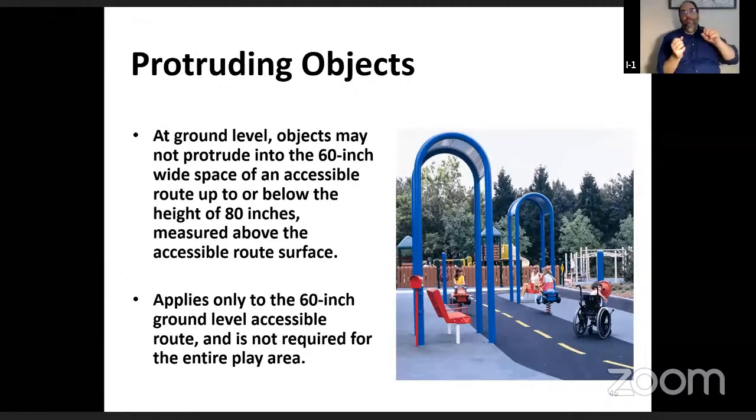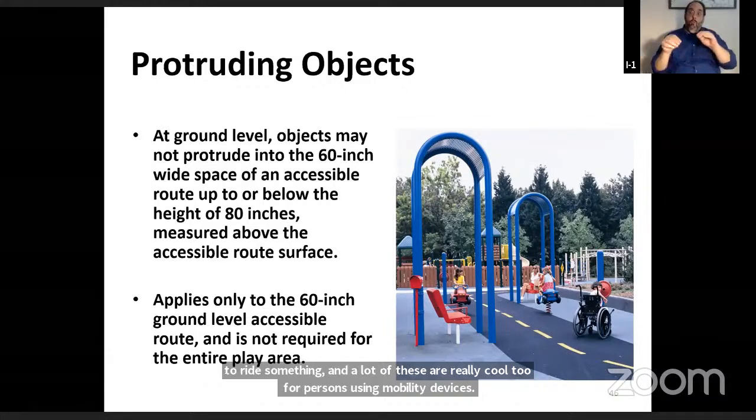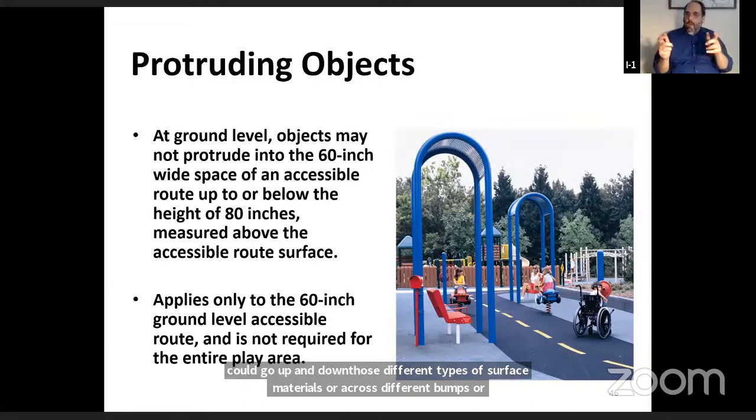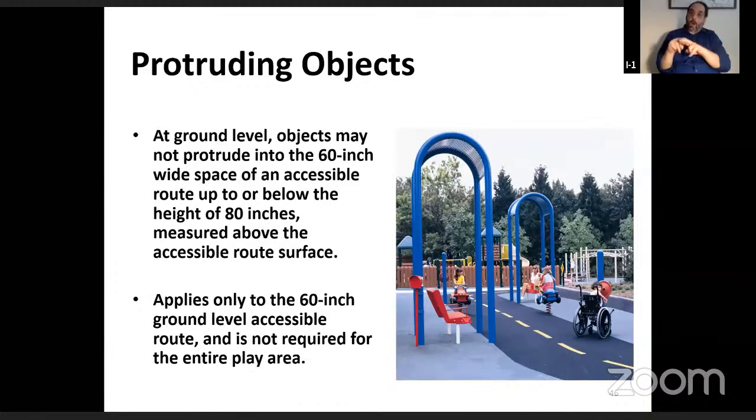In this one, I'm showing kind of a roadway system that maybe surrounds the play area for individuals to learn to ride something. And a lot of these are really cool too for persons using mobility devices. I've seen some great concepts put in to where there's these concrete rollers where kids that are skateboarding and riding the bikes or learning anything for the first time, including young people with chairs or mobility devices, could go up and down those different types of surface materials or across different bumps or things like that. I thought it was very unique, and I think the more you can teach a young person to use their mobility device independently over lots of different obstacles and ideas, it incorporates greater fun and activity for all people to come to your play area.